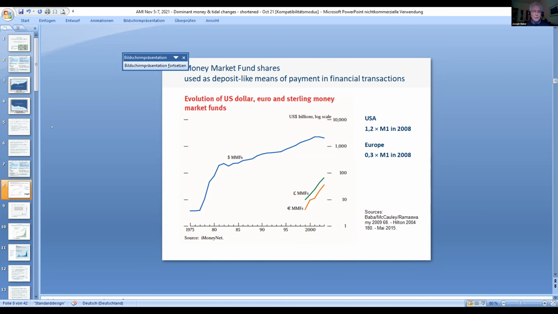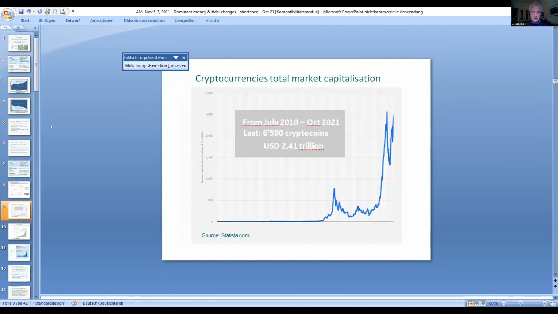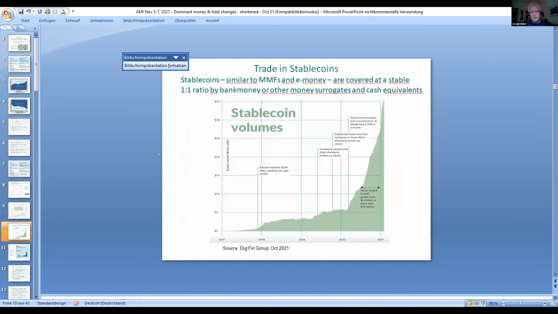So that's quite important. And here you see the incredible takeoff of cryptocurrencies, total market capitalization, the total value of all cryptocurrencies, accounting now for $2.4 trillion US. In particular, as you can see here, that's the tremendous takeoff of stablecoins during the last 1 to 2 years, and that's of course not going to stop overnight, but that's a development that will continue.